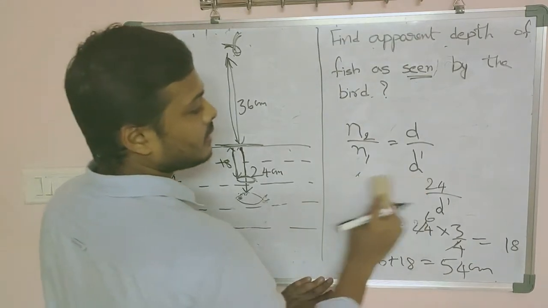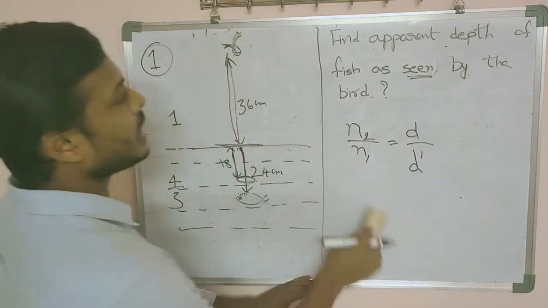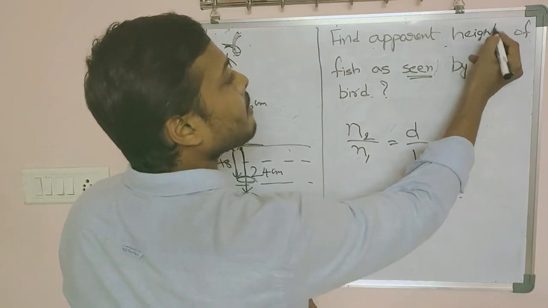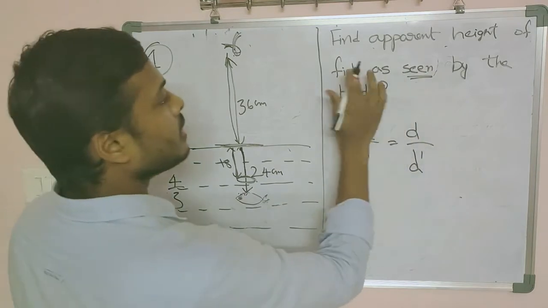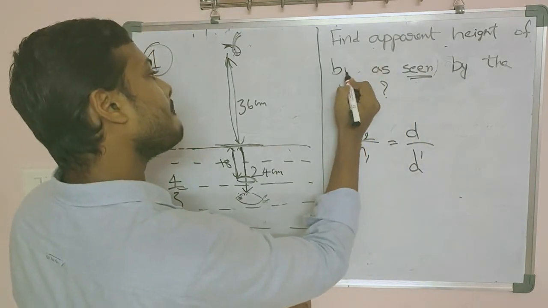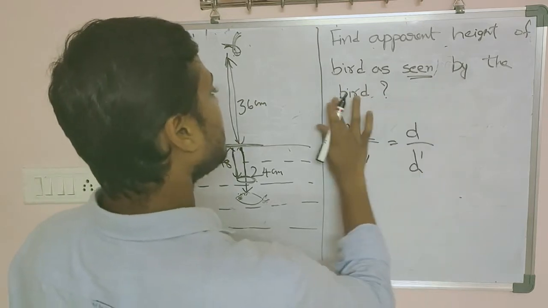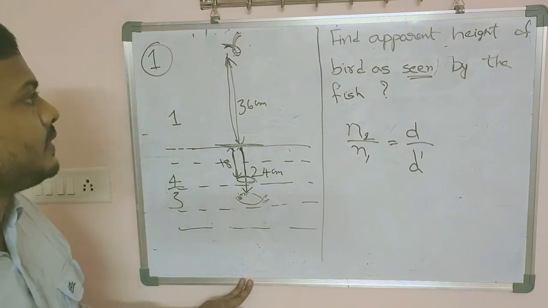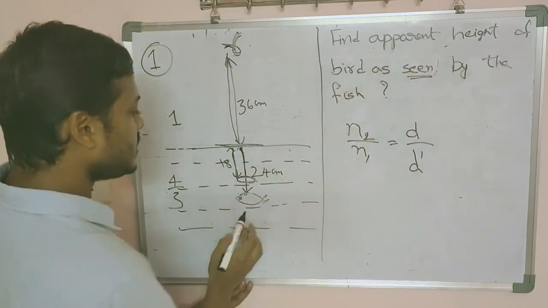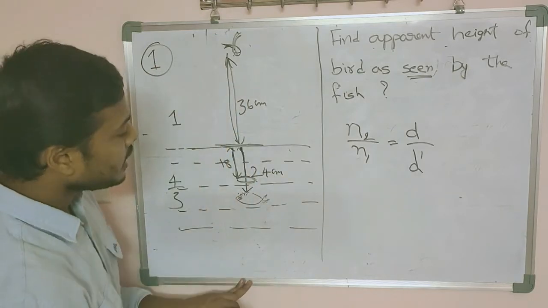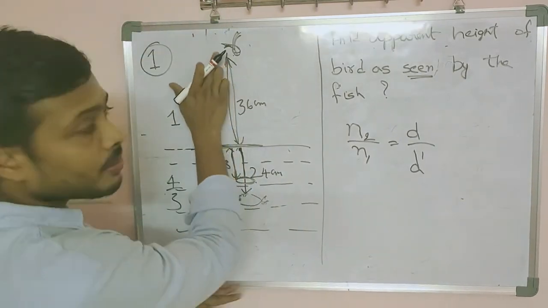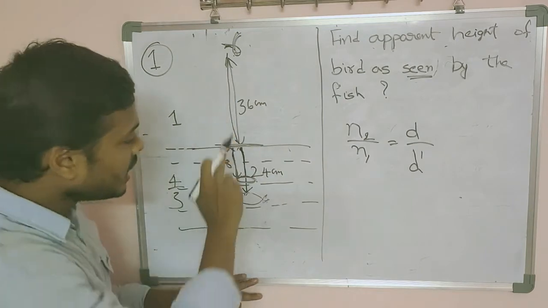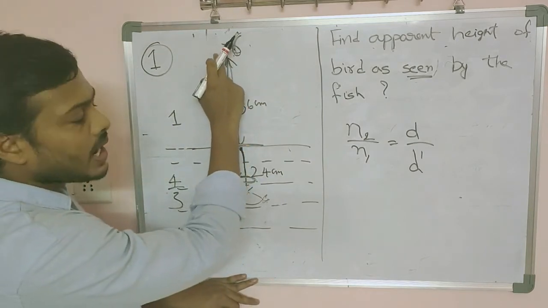Now let us change this question like this. Find the apparent height of bird as seen by the fish. As seen by the fish. Find the apparent height of bird as seen by the fish. Now this fish is seeing this bird. That means light rays are coming from bird towards fish. That means light rays are coming from this medium into this medium. What is the refractive index of this medium?